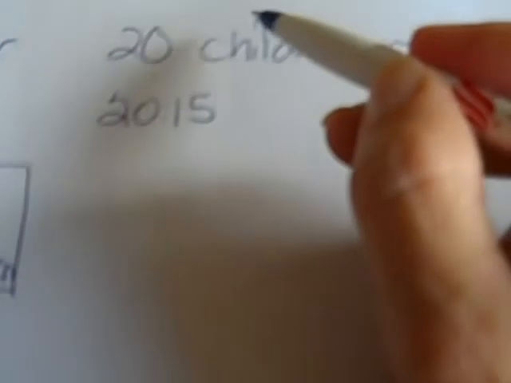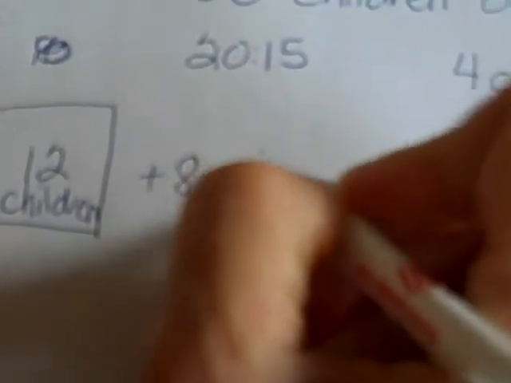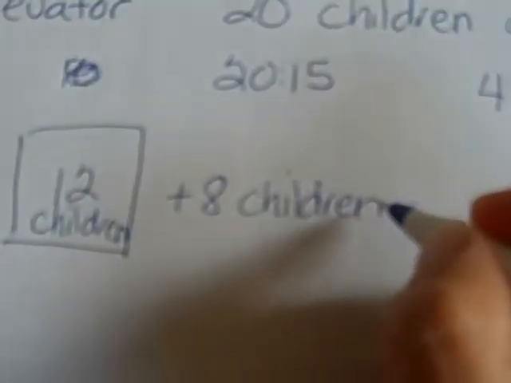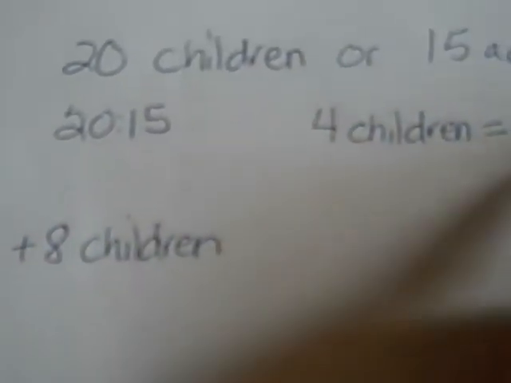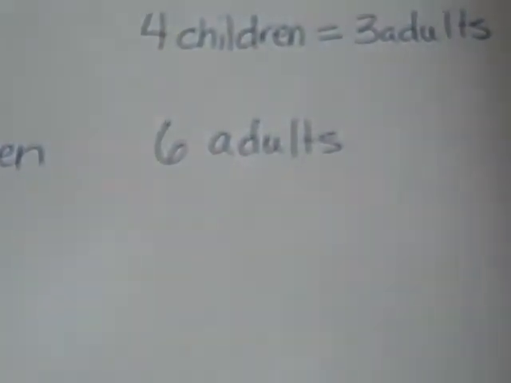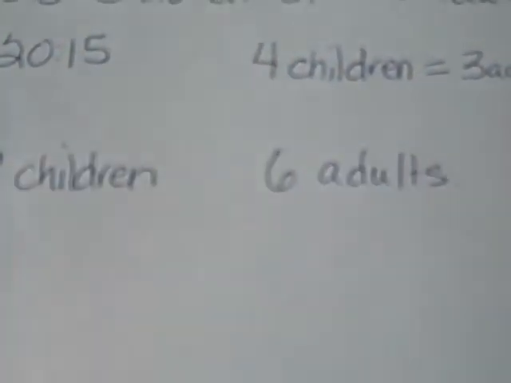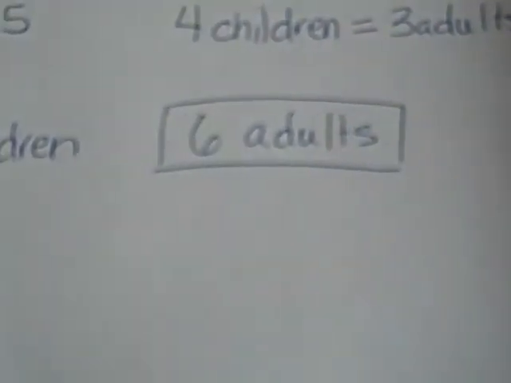If we know that 20 children can get on, and there are already 12 children on, how many more children can get on? Well, if we add 8 more children, we'll get the 20 children. But the question doesn't ask how many more children can get on. The question asks how many more adults can get on. But as we can see, for every 4 children, we can have 3 adults. So these 8 children are really only equal to 6 adults, because for every 4 children, we have 3 adults. That means 6 more adults can get on the elevator, and then we'll have the right capacity. So the answer in this one is 6 adults.